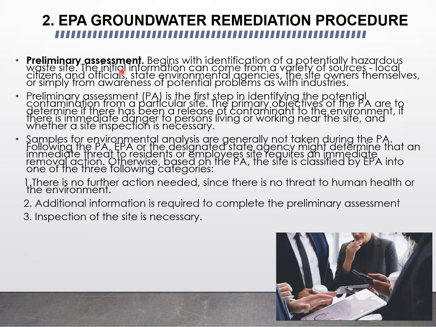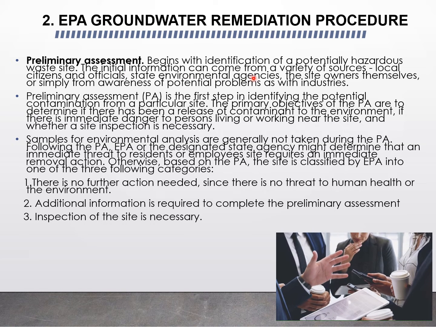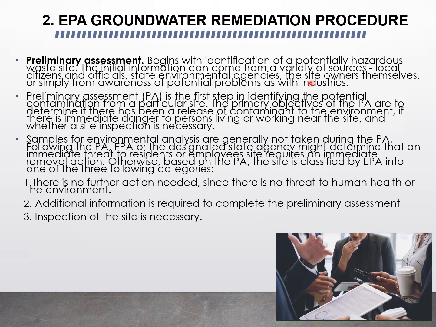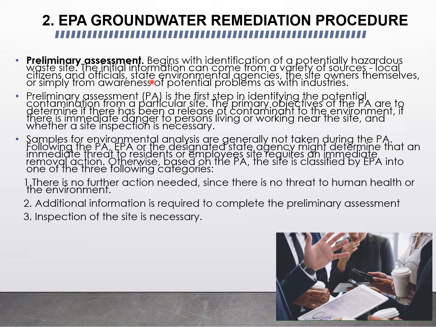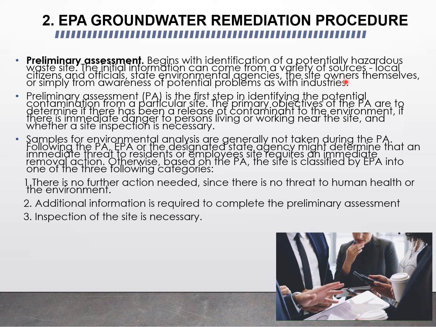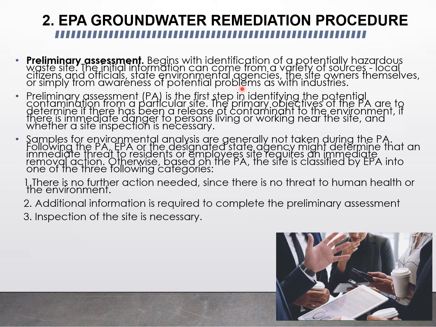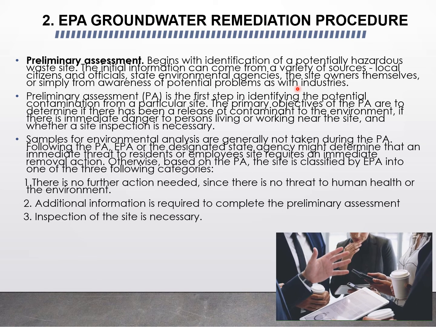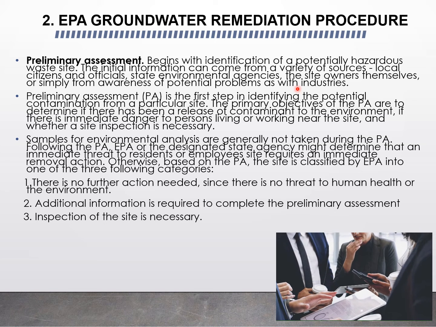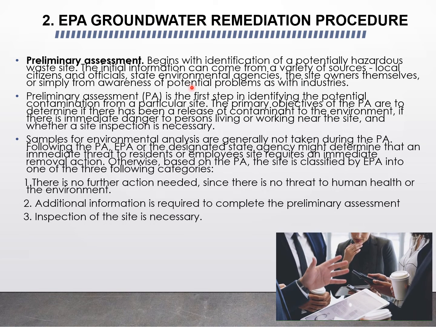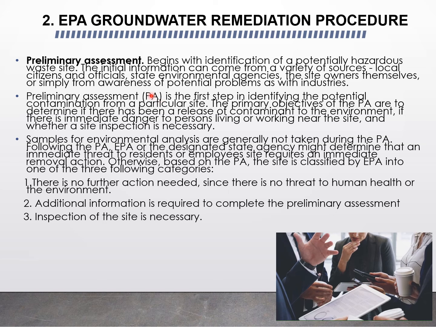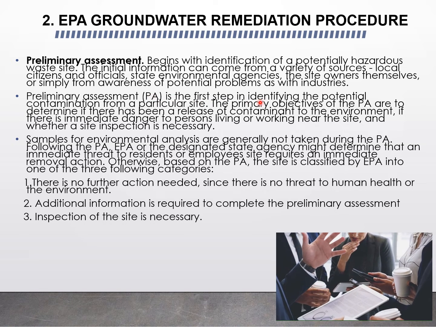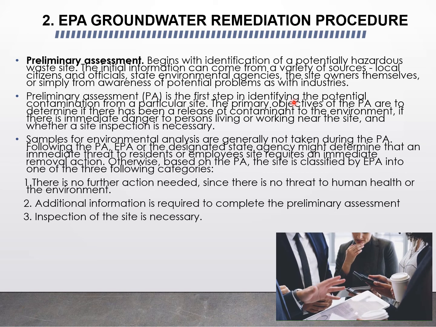So the initial information can come from a variety of sources. For example, local citizens, the state environmental agency, the site owner themselves, or simply from awareness of potential problems within the industry. So they have many sources of information on the hazardous waste site. The preliminary assessment, or we call it PA, is the first step to identify the potential contamination.